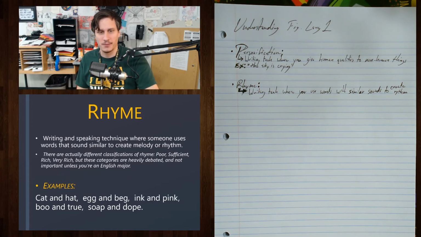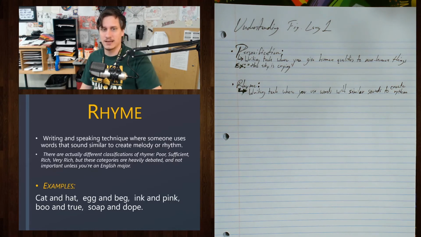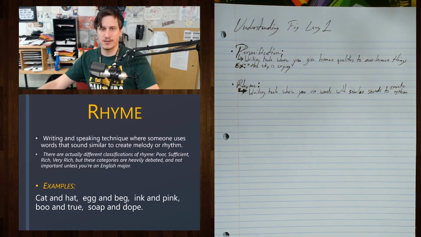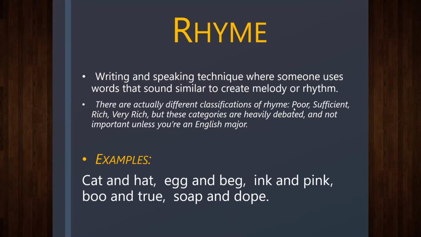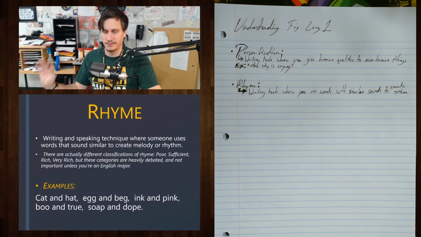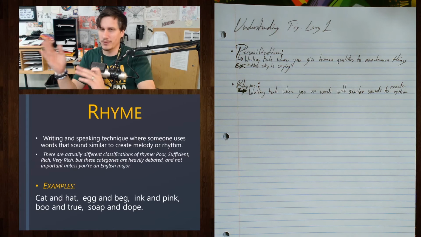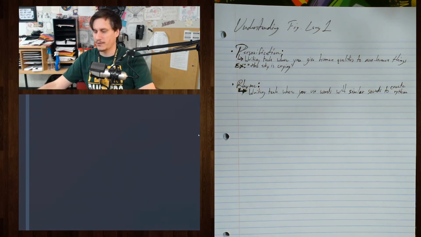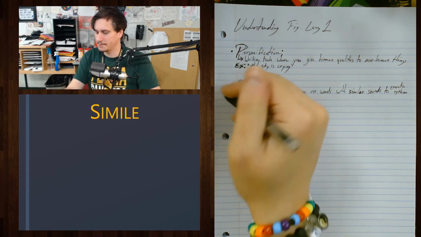Okay, the cat and the hat, the egg and beg, ink and pink, boo and true, and soap and dope, things like that. Really simple examples. Remember, there are different categories of rhyme if you guys are actually willing to get into the technicals of it. There's poor, sufficient, rich, and very rich. Everything that I've seen online says that people love to disagree about the boundaries of where one is the other. So yeah, save it for the nerdy English people, right?